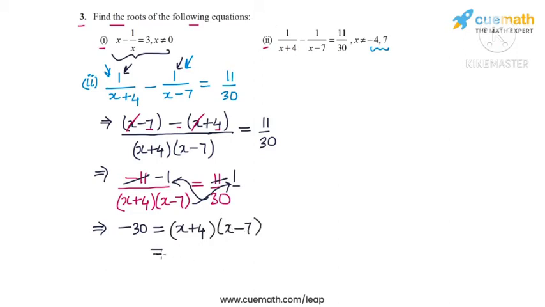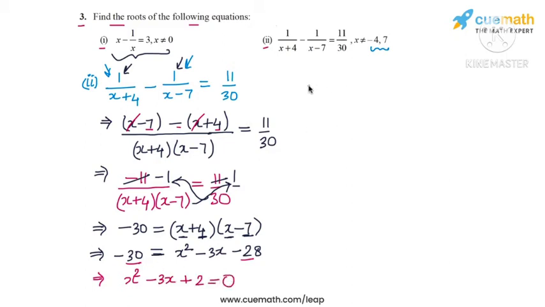Now let's expand this product of binomials on the right hand side. This will be x times x, so that's x square. Then x times minus 7 is minus 7x, and 4 times x is 4x. So minus 7x plus 4x is minus 3x. And then we have plus 4 times minus 7, which is minus 28. So this is equal to minus 30. Now let's shift this minus 30 to the right side. So minus 30 becomes plus 30, and plus 30 minus 28 is plus 2. So this equation can finally be written as x square minus 3x plus 2 equal to 0.